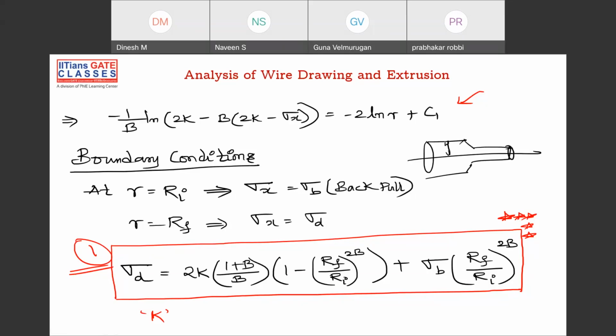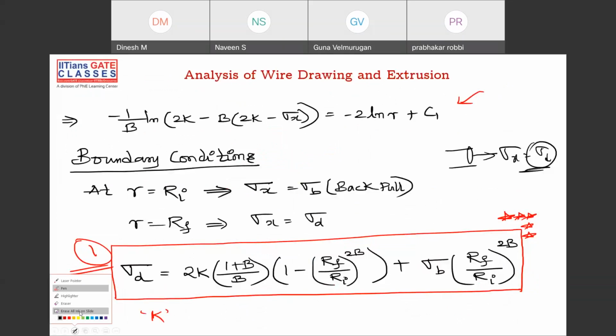So this is Ri and this is Rf. Initially when you're applying, sigma x is equal to 0 generally, but I'll apply some back pull, that is sigma is equal to sigma d at R is equal to Ri. If you're not applying back pull, sigma x is equal to 0. And at exit, sigma x is equal to sigma t. This is what you have to find out. Those are the boundary conditions.